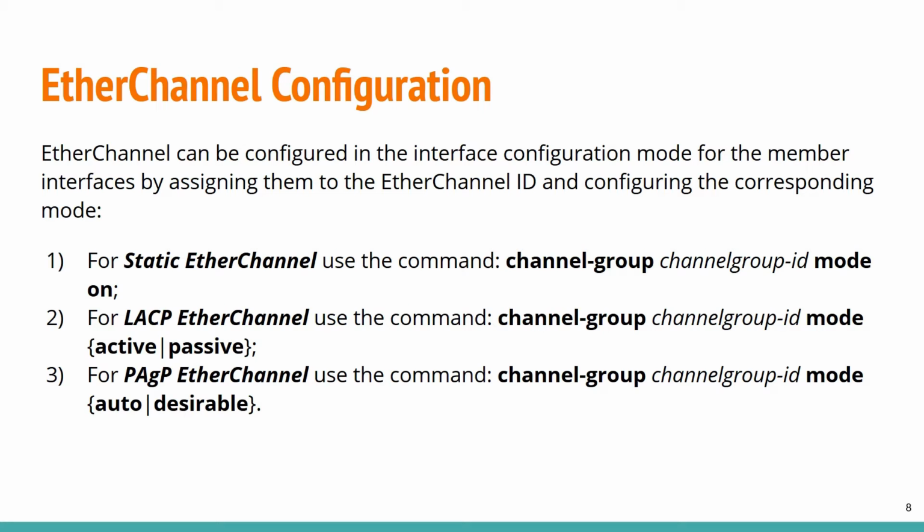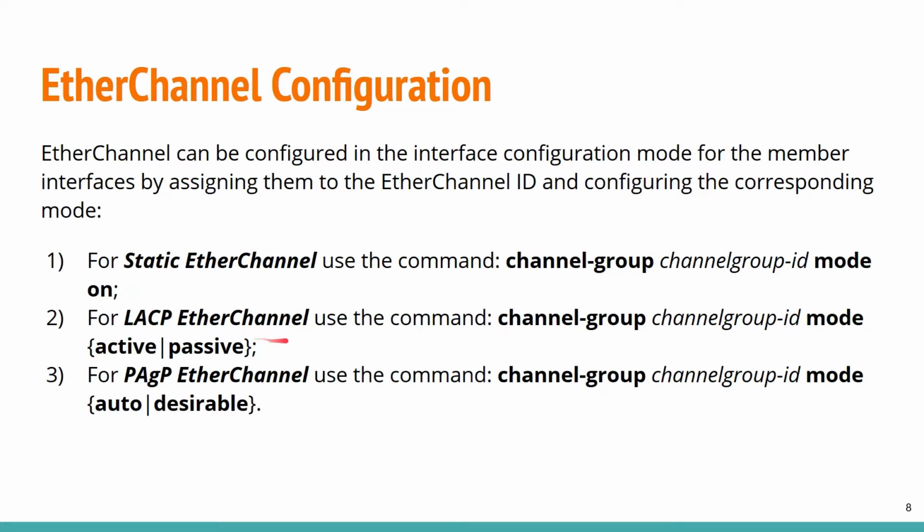EtherChannel can be configured in the interface configuration mode for the member interfaces by assigning them to the EtherChannel ID and configuring the corresponding mode. For static EtherChannel, use the command channel-group, then the channel group ID, mode on.